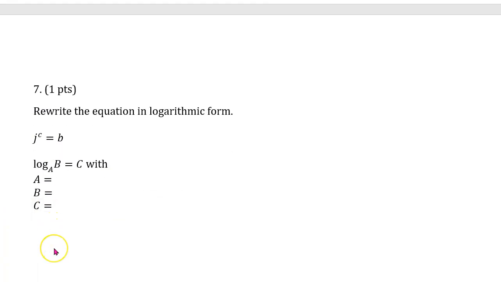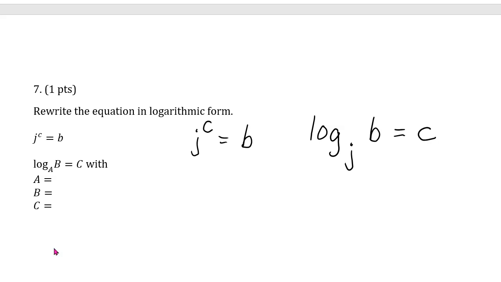In this problem, we're to rewrite the equation in logarithmic form. J to the c equals b. Again, ignore what's there and go by position. This is j raised to a c power equal to an answer of b. Since the base is not e, we use log instead of ln. Log, the base is j, the answer was b, and the power that got me there was c. The log equals the power.